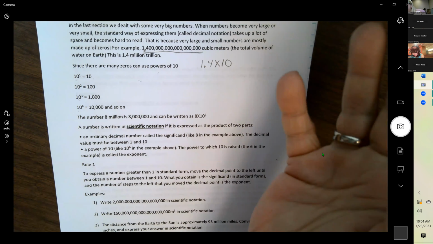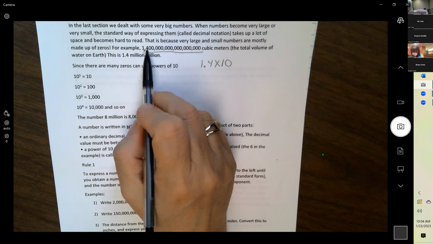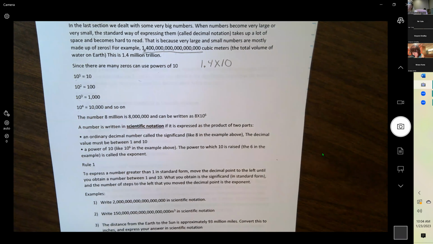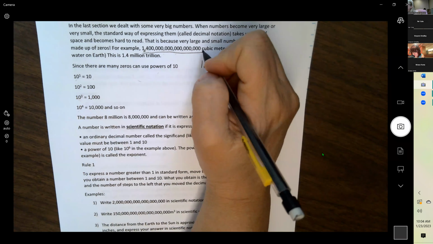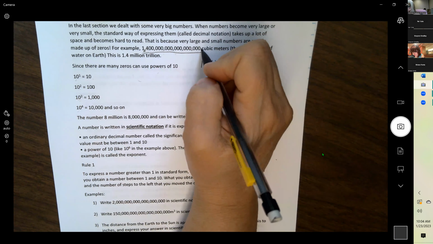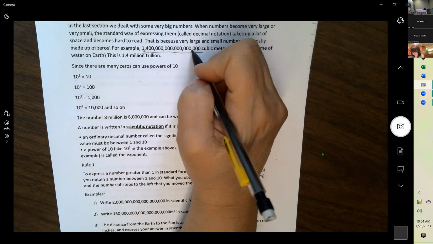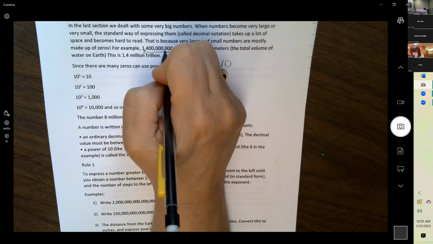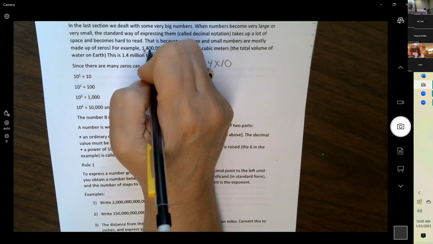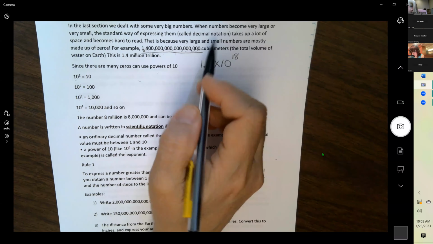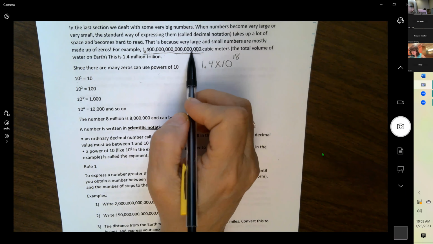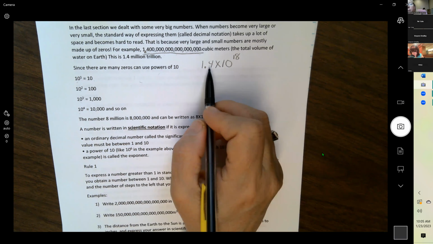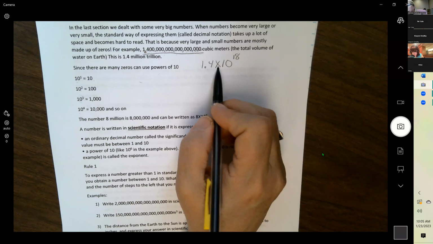You're not just counting your zeros in some cases, because we also want to move this one to the 10th position. So think of it as your units or your spaces. So your decimals here, you could count how many you move it. 3, 6, 9, 12, 15, 16, 17, 18. I need to move my decimal place from here 18 units or 18 positions to get it here. So it's 1.4 times 10 to the 18.